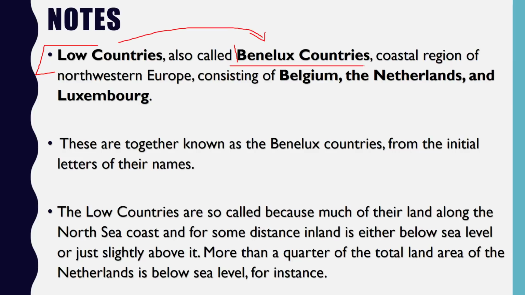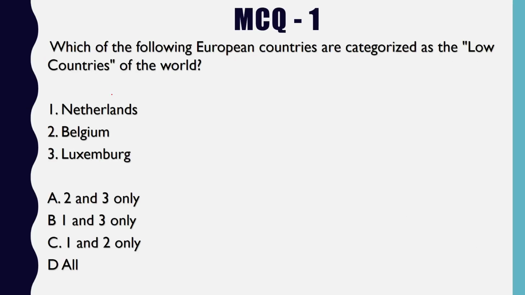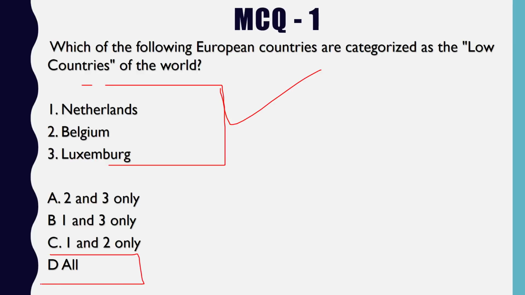And why Benelux? What is the meaning of Benelux? Because, well, they pretty much took the first two letters out of every country's name and they created this acronym. Well, it's not even an acronym, it's just a name. BE stands for Belgium, NE stands for Netherlands, LUX stands for Luxembourg. So we have Benelux countries comprising of Belgium, Netherlands and Luxembourg. Now going back to our question, we can clearly see all these countries are low countries. So our answer is D, all of them.